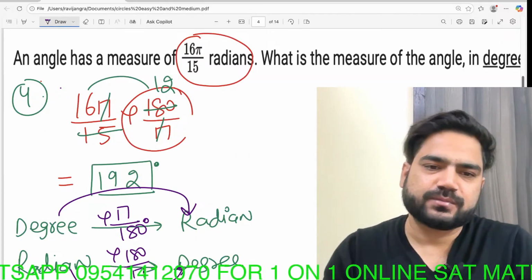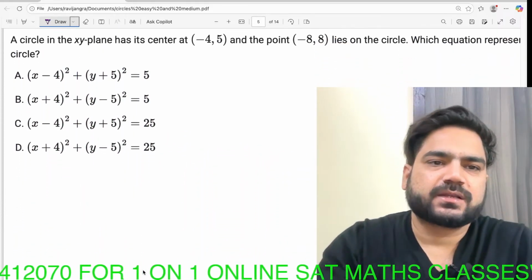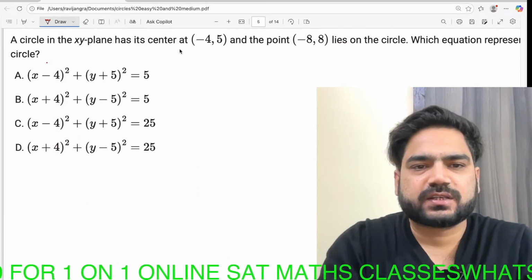Okay, easy. Sure. Moving on, fifth question of this class. This is the fifth question. What are they saying in the fifth question?